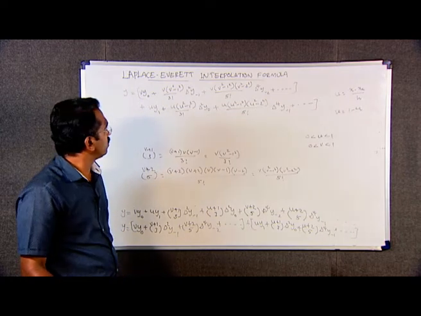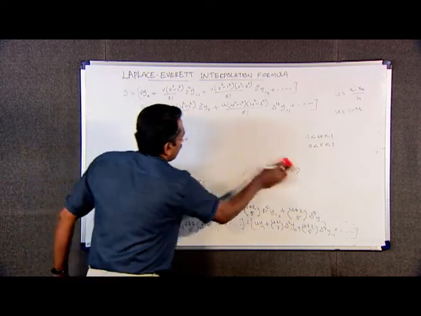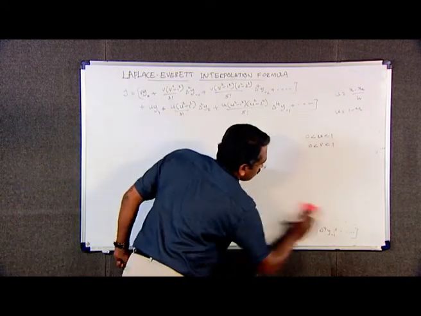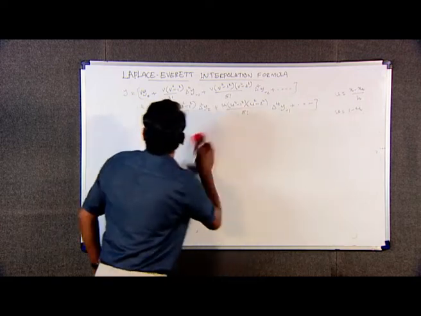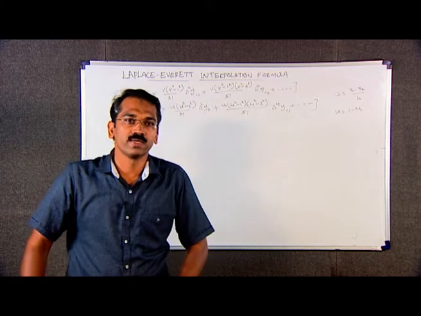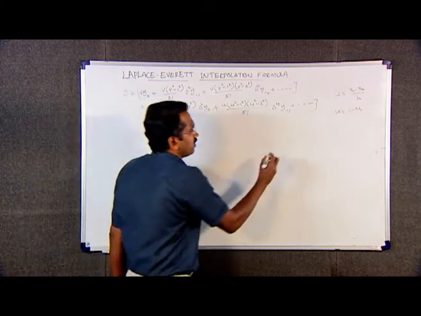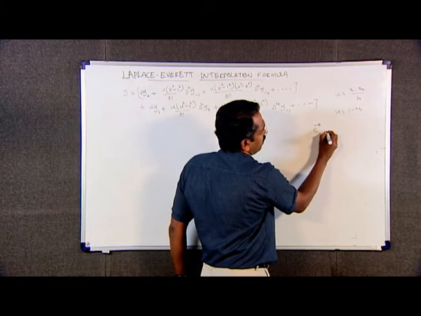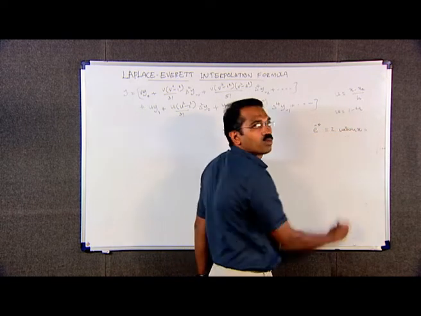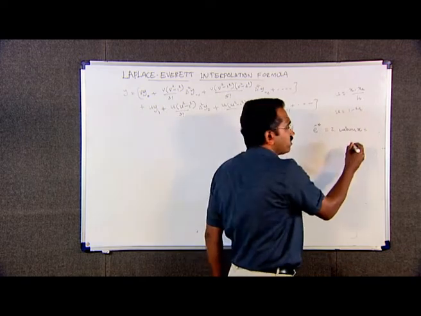Now consider one example using this interpolation formula. We have to evaluate e raised to minus x when x is equal to 1.748.